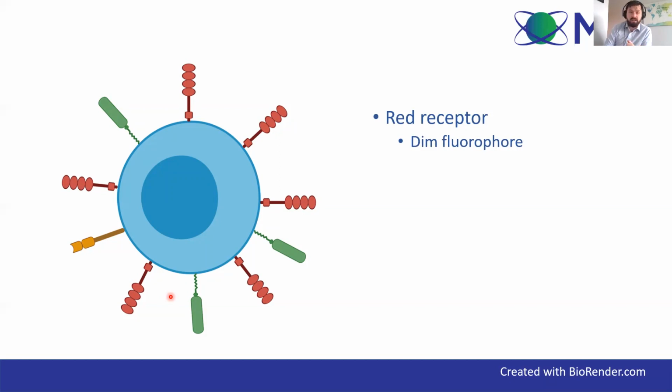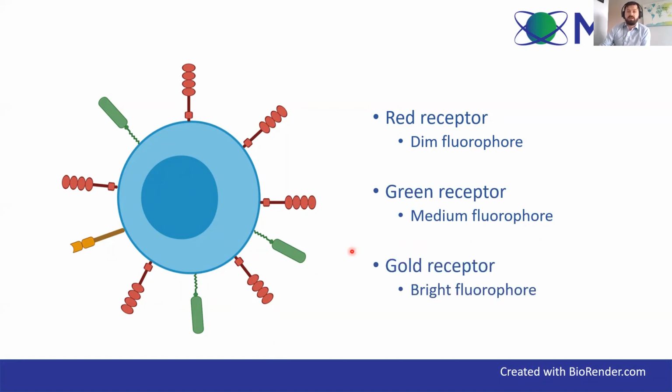We've got loads of copies of it, so we want to pick a dim fluorophore here. Our green receptor has a medium level of expression. There's 3 of them, not loads, but not very rare either. So we're going to pick maybe a medium fluorophore in terms of brightness intensity.